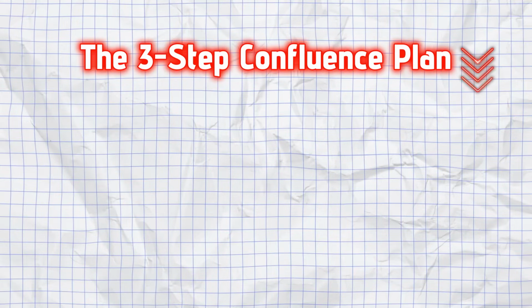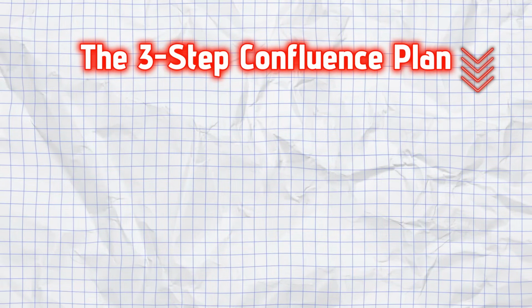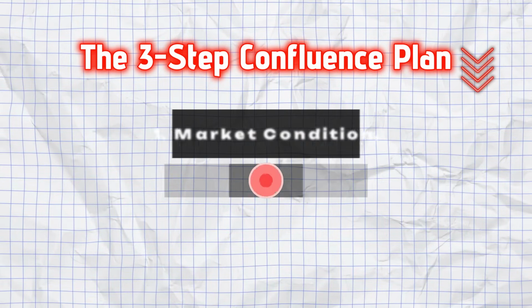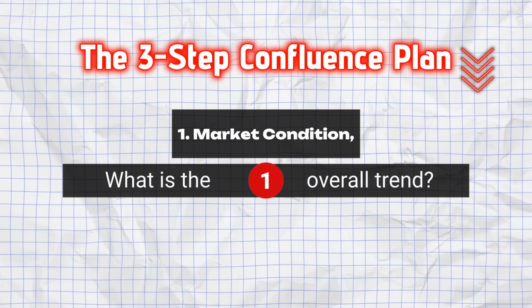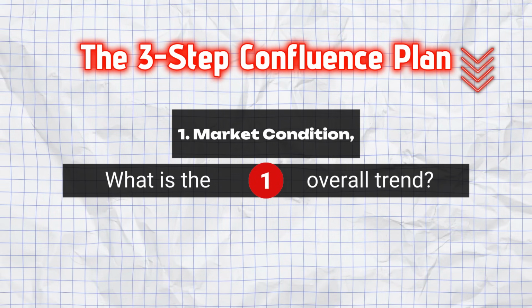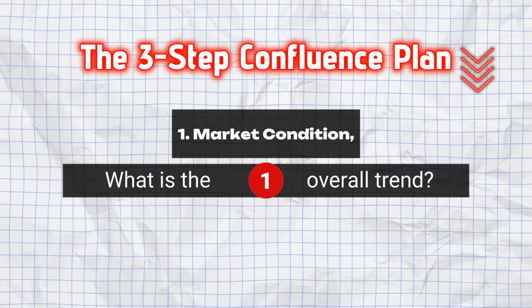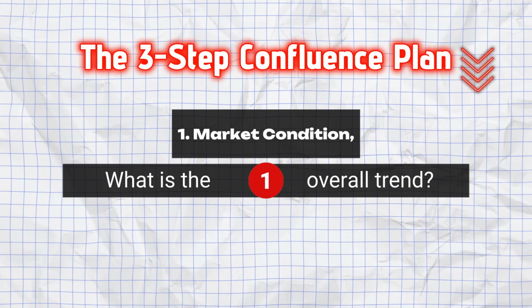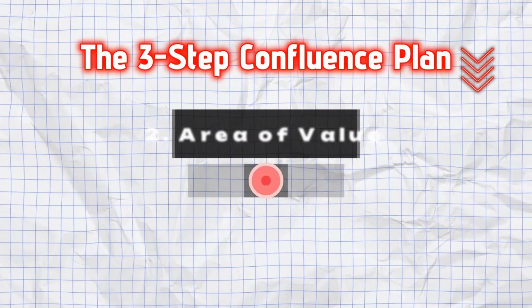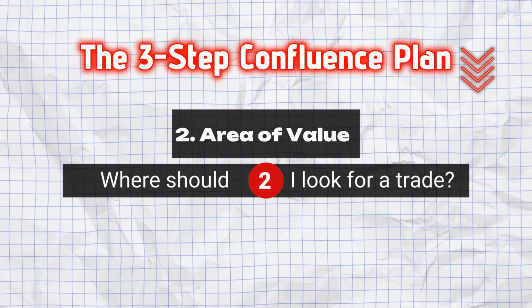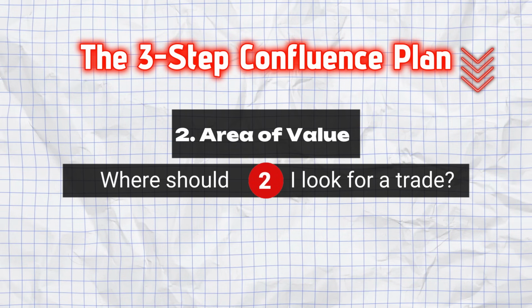All right, so the magic of this strategy isn't just the indicators themselves, but how we use them together. We give each indicator a specific job. First, we need to know the overall market condition. Are we in an uptrend or a downtrend? This tells us whether we should be looking to buy or sell. Second, we identify an area of value. This is a high-probability zone on the chart where we can expect a reaction.